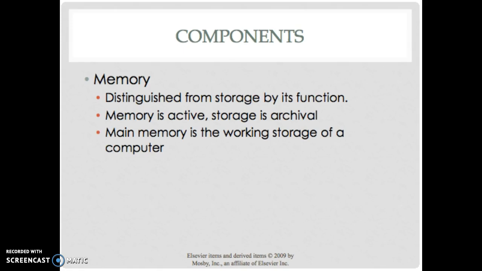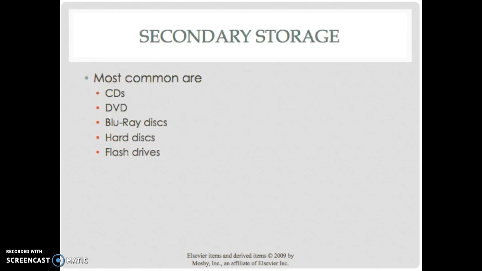So the memory is distinguished from the storage by its function. The memory is active, whereas storage is archival. The main memory is the working storage of the computer. Secondary storage, the most common that you're familiar with, are CDs, DVDs, Blu-ray discs, hard disks, and flash drives. So this is the basics of the computer hardware and software that I want you to be familiar with for this week.